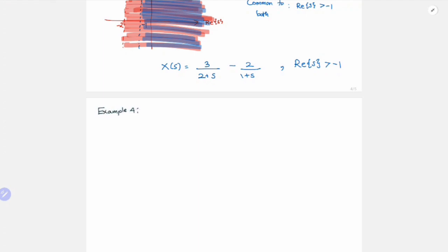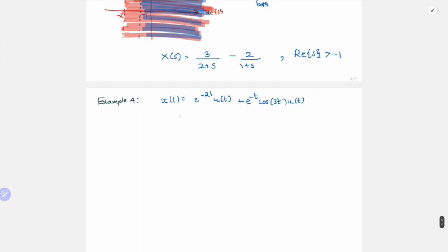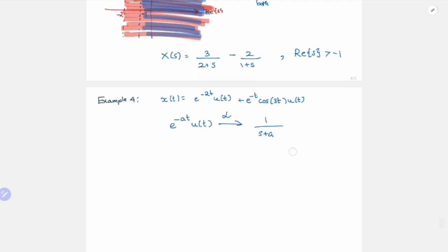Example 4. Here we have x of t is equal to e power minus 2t u of t plus e power minus t cos 3t u of t. Here you can see it is like a decaying exponential with a cosine term, right? We want to take the Laplace transform of this. Again, we are familiar with the form e power minus at u of t gives 1 by s plus a. Now for this we can rewrite this.